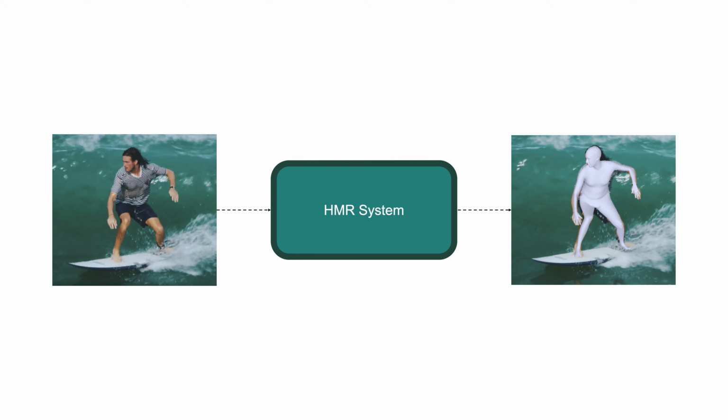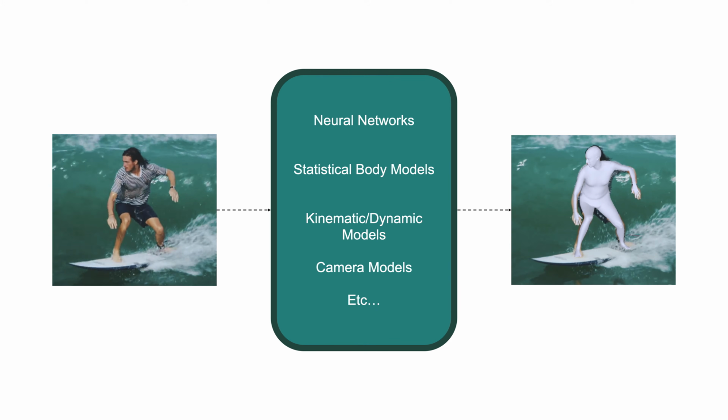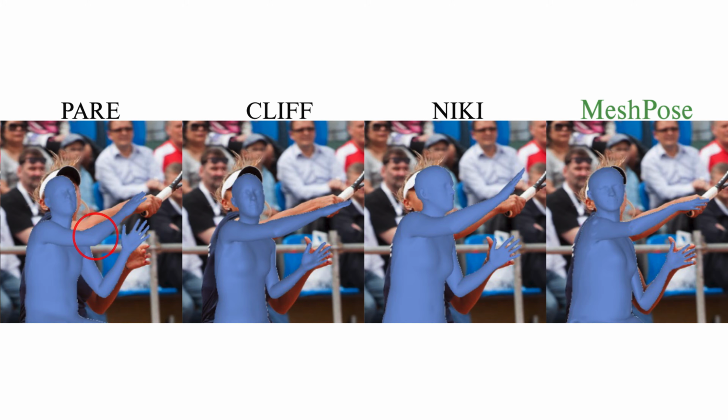MeshPose is a human mesh recovery system, or HMR. HMR systems usually employ neural networks and statistical models that describe the geometry and movement of the human body. We start by showing that previous works, while being state-of-the-art in HMR benchmarks, do not provide image-aligned meshes.